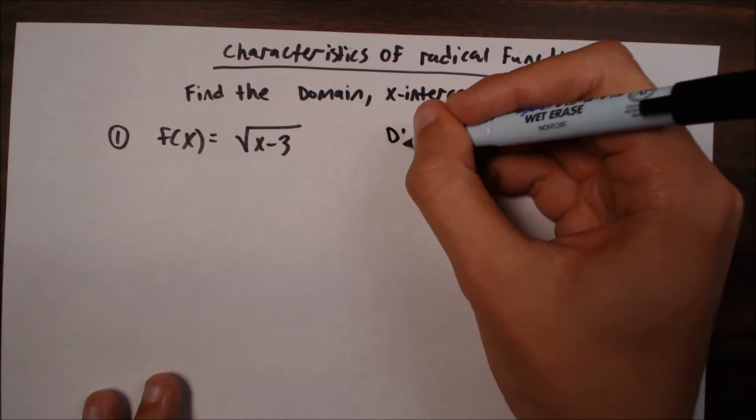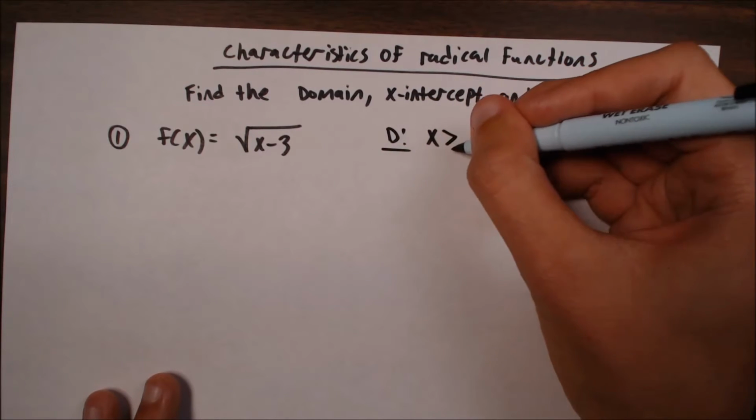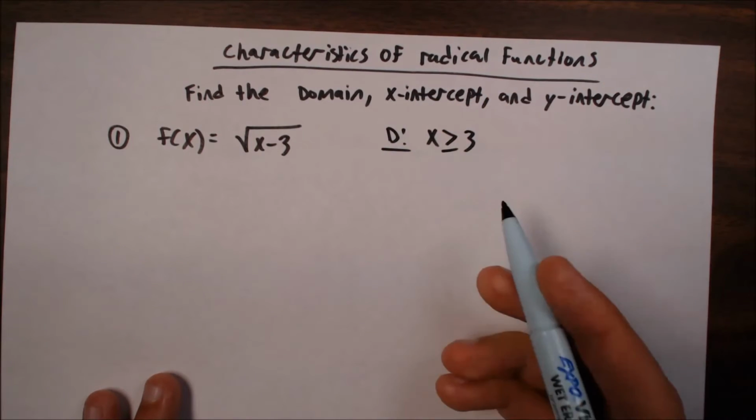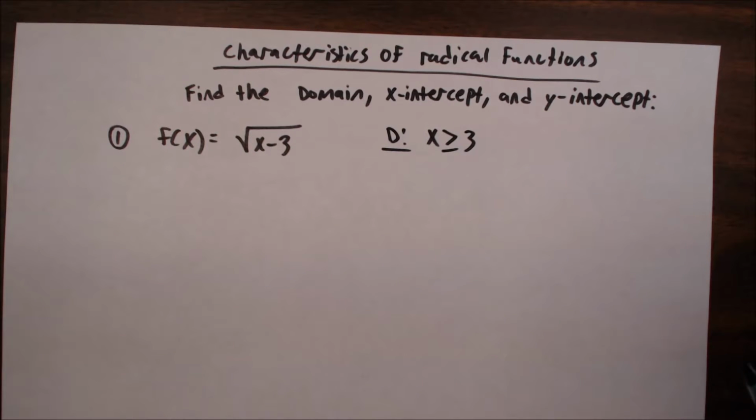Okay, so for the domain, I'm going to say x has to be greater than or equal to 3. I can plug in a 3, I get 0, that'd be fine. I can plug in anything bigger than 3 and get some real numbers, so that's fine also.